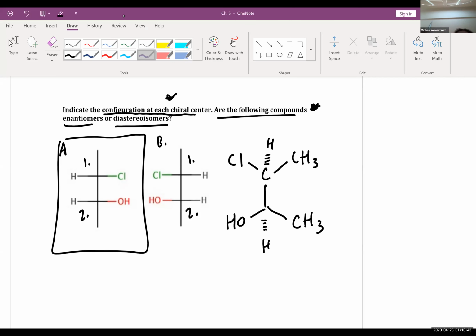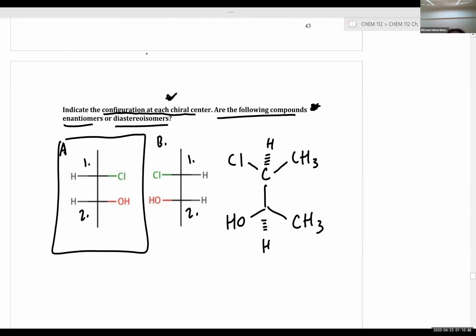Now let's assign priority. So this first figure, this is A. Our chlorine gets priority 1, this carbon with the alcohol gets priority 2, and our methyl group gets priority 3. If we trace from highest to lowest priority, is this an R or S configuration if we're going counterclockwise? What do we assign stereocenter 1 as? S. Exactly right.